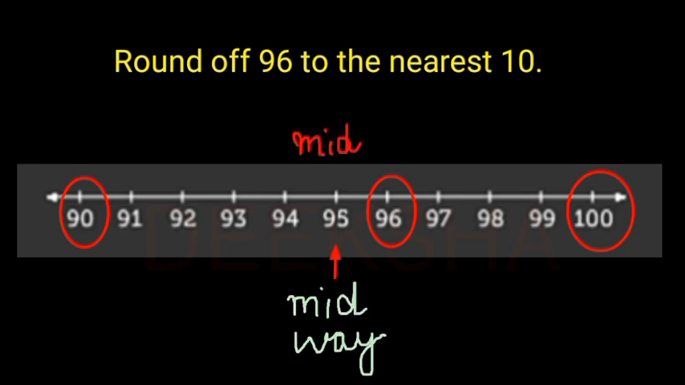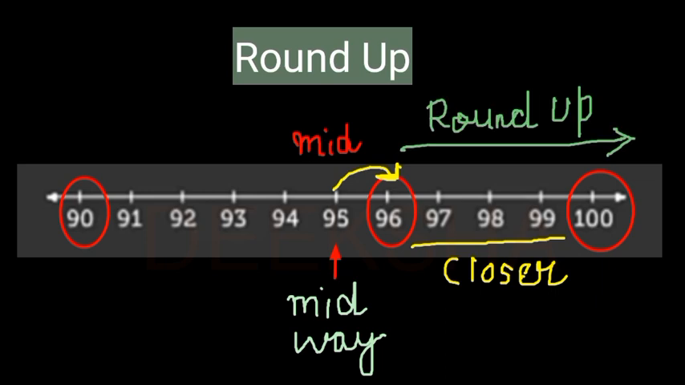Suppose we want to round off 96 to the nearest 10. You can see that 96 falls between the number 90 and 100. 95 is at the mid, so we can say that this is the midway. If we observe on this number line, 96 comes after midway. That means this is closer to 100. So we will round it up. Okay, so this is round up.